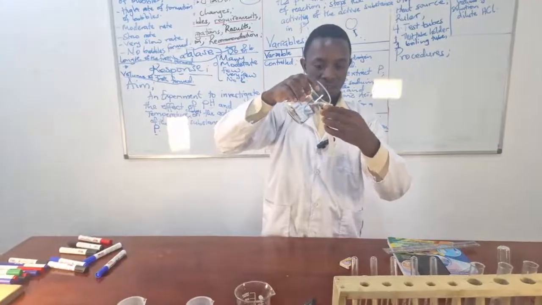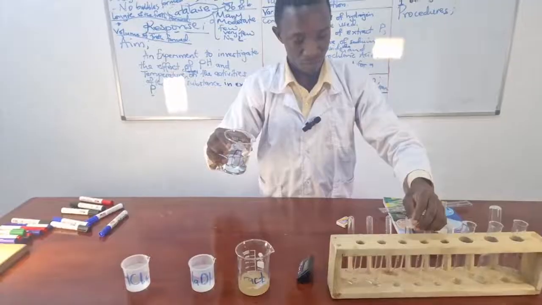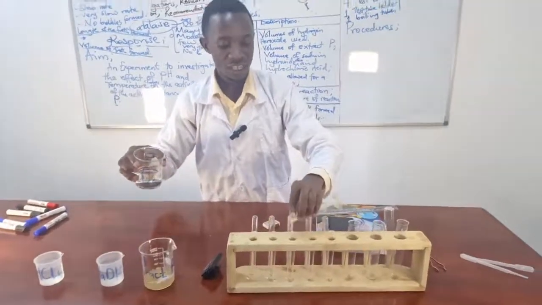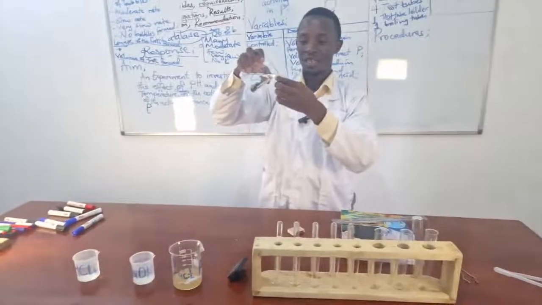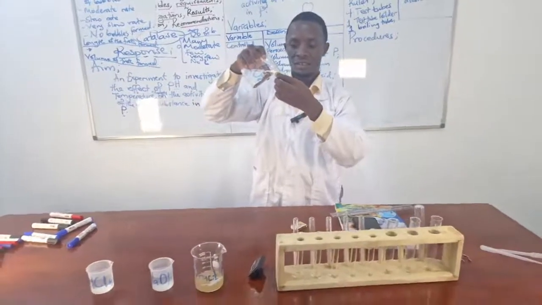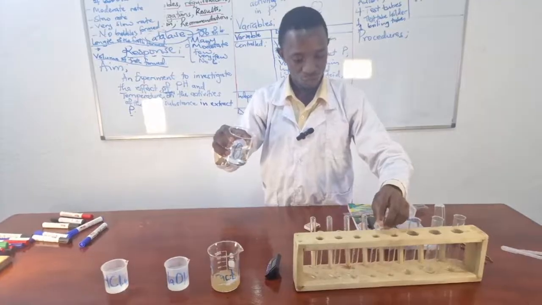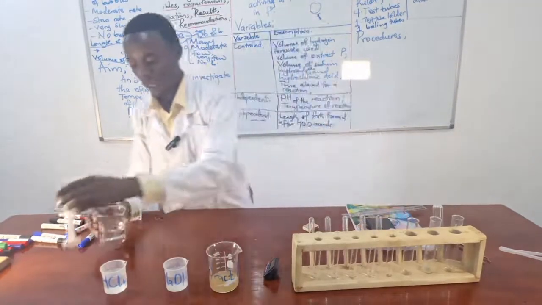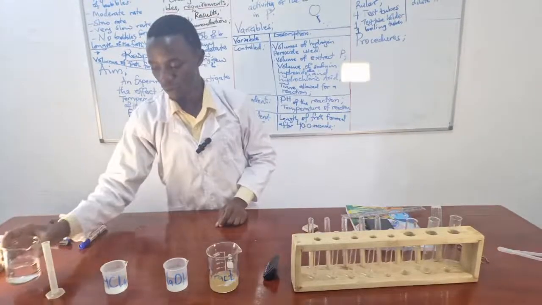I'll give my test tubes numbers. My test tube 3. I don't want this factor of volume to be another independent variable that is bringing about different results. This is my test tube 4. So I have 4 cases where I have hydrogen peroxide.